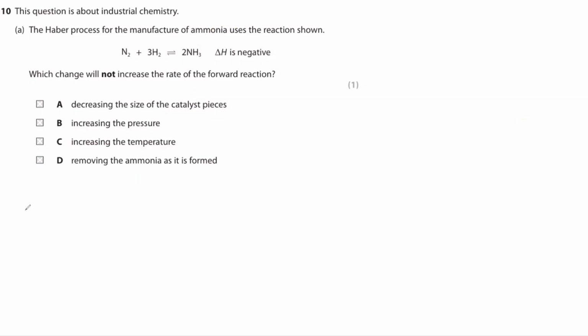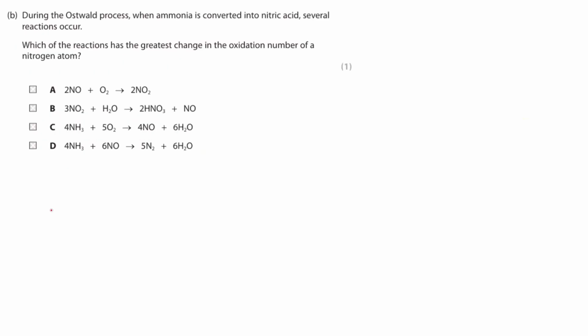Right. Then question number 10, part B. During the Ostwald process, if you can't remember the Ostwald process, no worries, because they are not asking about the process itself. They tell you what it is: a process where we convert ammonia to produce nitric acid. Several reactions occur during that process. Which of the reactions has the greatest change in the oxidation number of a nitrogen atom?